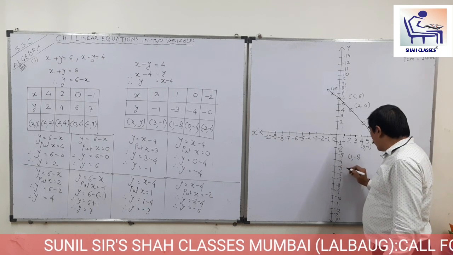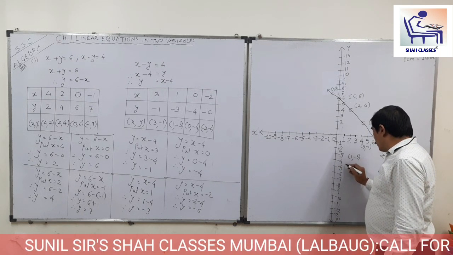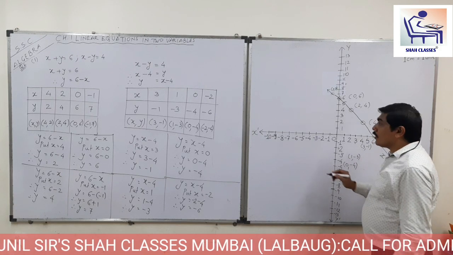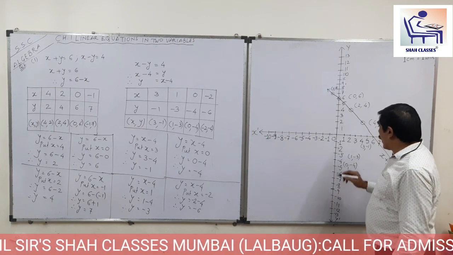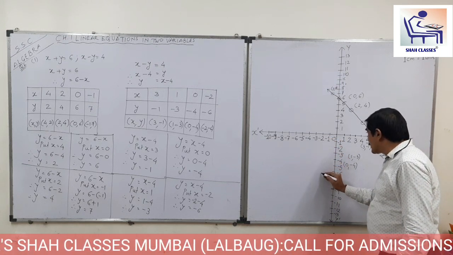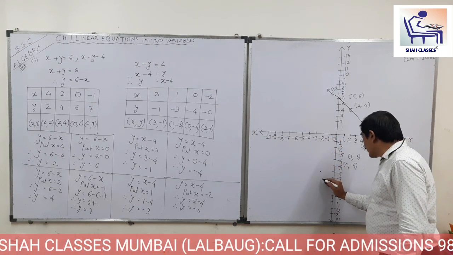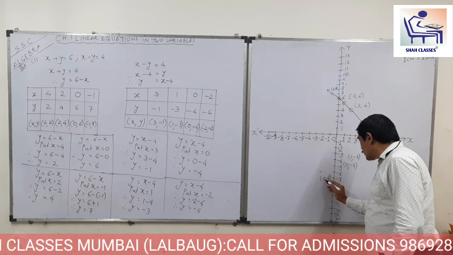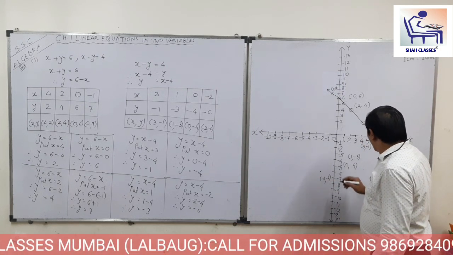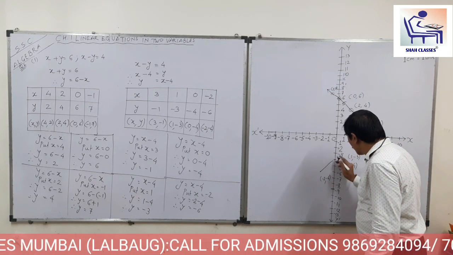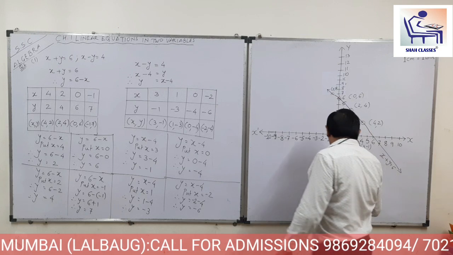And now 0, -4. This is your third point. And the fourth point is -2 on the x-axis and -6 on the y-axis. So here we got -2, -6. Okay, so we have to join these points once again. Please draw with the ruler.